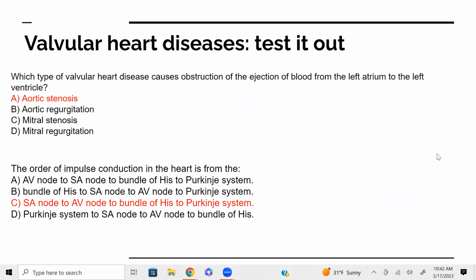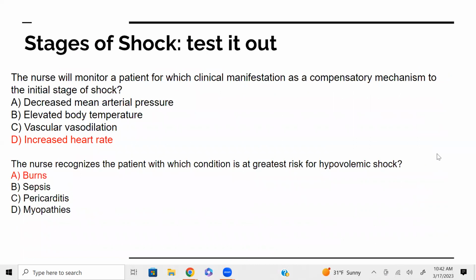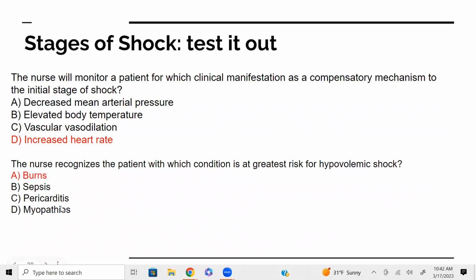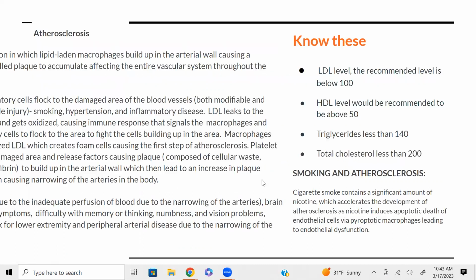There are 2 sample questions. There's one that is related to that, which also has initial stages of shock. I added this from another video because of the heart rate variation. They mislead students with other conditions like burns and all, with cardiac diseases, and the burns is the right answer for hypovolemic shock. So you have to pay attention to the question. The nurse recognizes which patient has the greatest risk for hypovolemic shock. It's not a myopathy because we just learned cardiomyopathy. It's pericarditis, sepsis, burns is the right choice.